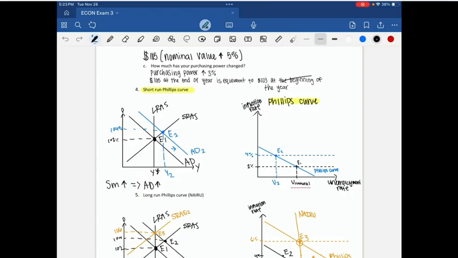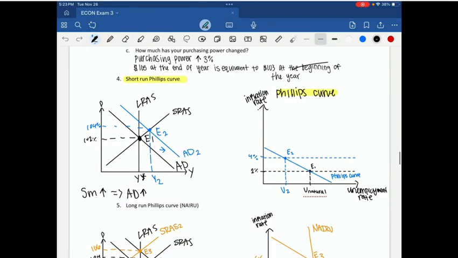So we took those rates from the graph on the left, the short run aggregate demand curve, and then we put it on the Phillips curve on the right with those two percentages, and you can see the negative relationship between unemployment and inflation. So as unemployment goes up, inflation rate goes down, and vice versa.